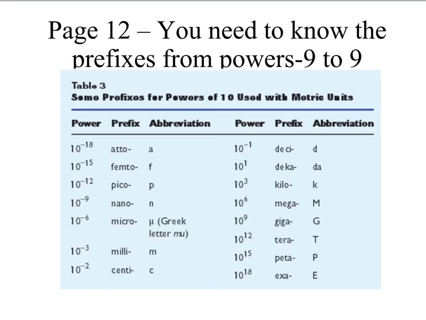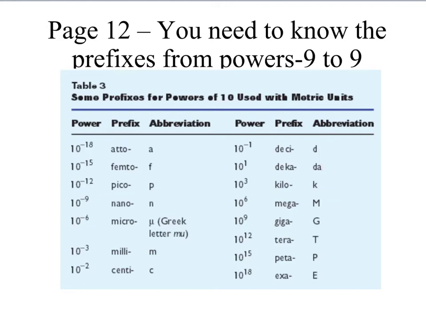Prefixes are like the ones you see here, and this is on page 12 of your text. And you guys will need to memorize the powers of -9 to 9. So that starts here with -9 at nano. You'll need to know nano, micro, milli, centi, deci, deca, kilo, and mega, and the last one is giga at 10 to the positive 9. Make sure you recognize the prefix and the abbreviation.